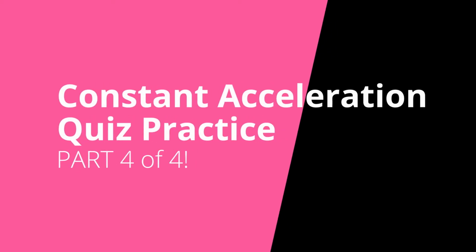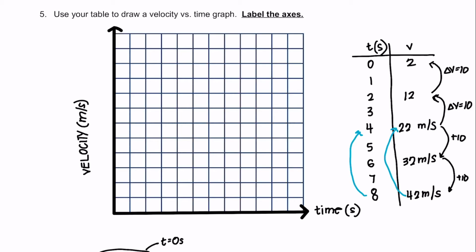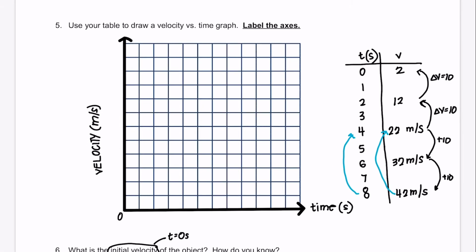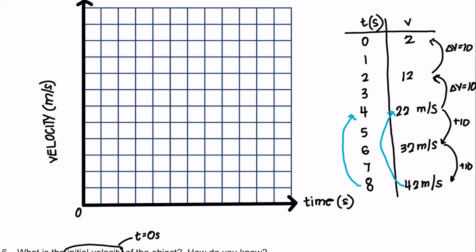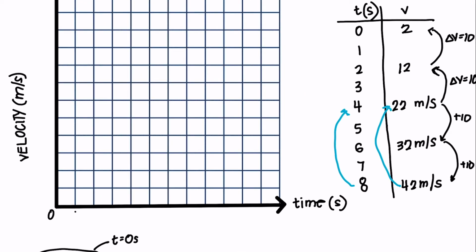All right, this is part 4 of 4, constant acceleration quiz practice. And so I'm going to go over the graphing and the motion map here. We've already found the information for the velocity time graph. And so what we're going to do next is probably label all the grid lines so that it makes sense for us when we start graphing.